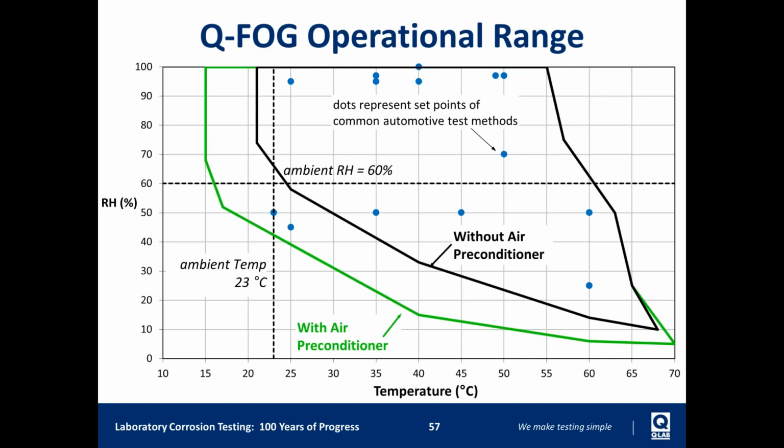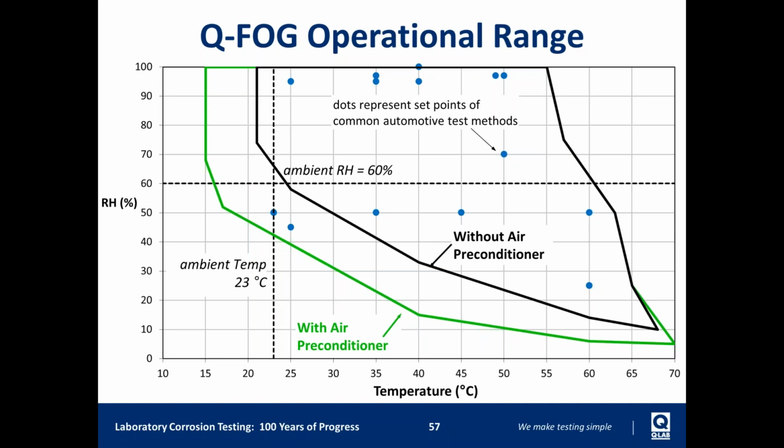So this is an example of our QFog and what test conditions it can meet when running in a lab that is 23 degrees C and 60% relative humidity. So this is common for a well-controlled lab. Sometimes it'll be lower, but during the humid parts of the year, you might get 23 C and 60% relative humidity. Each of these blue dots represents a set point in one of the modern corrosion tests.